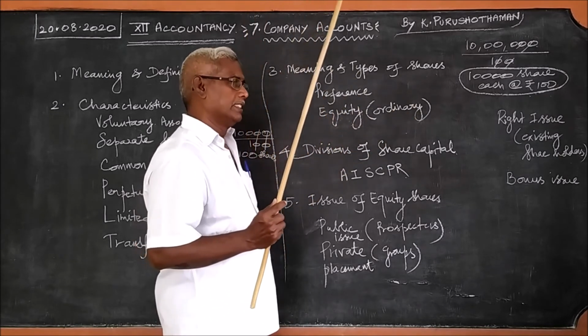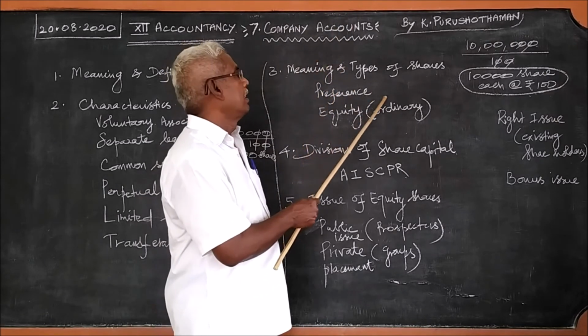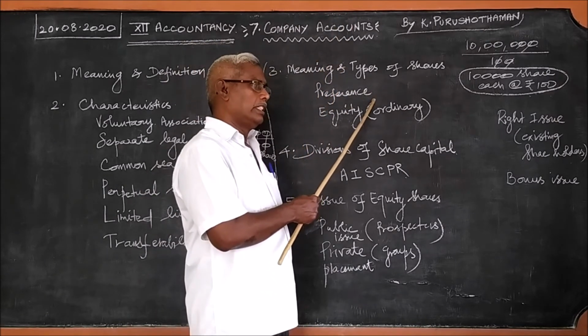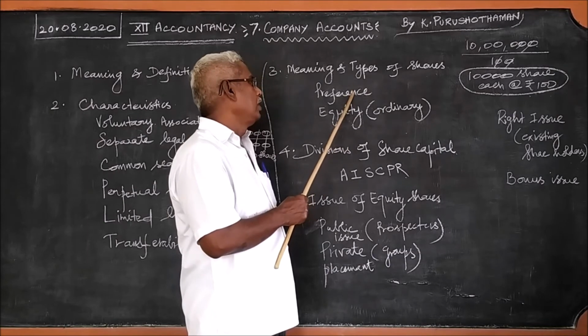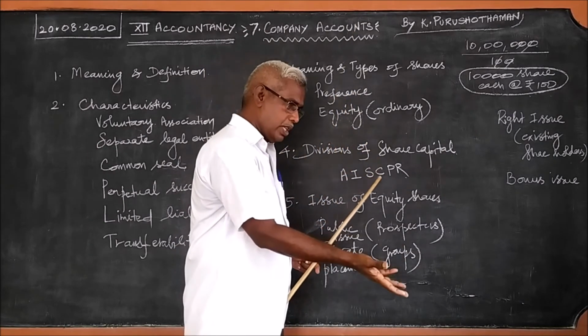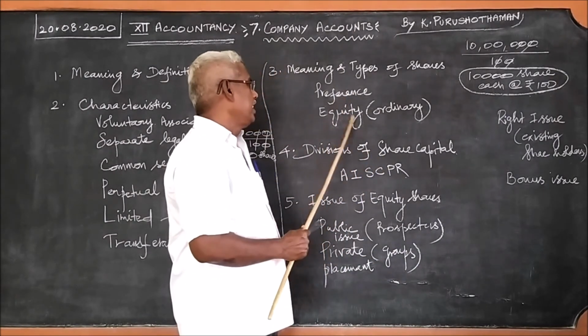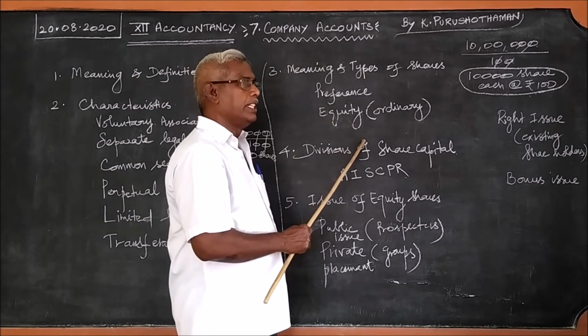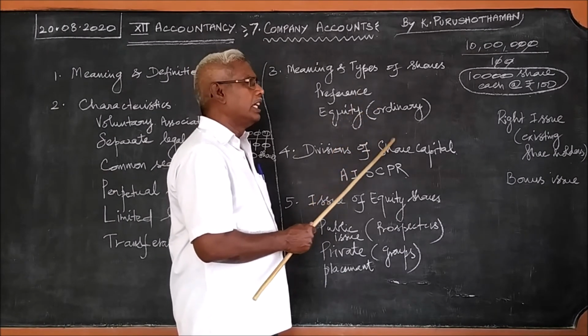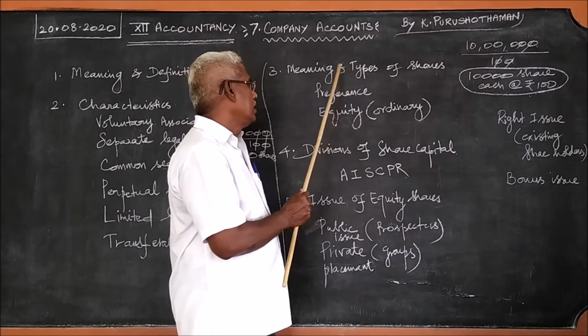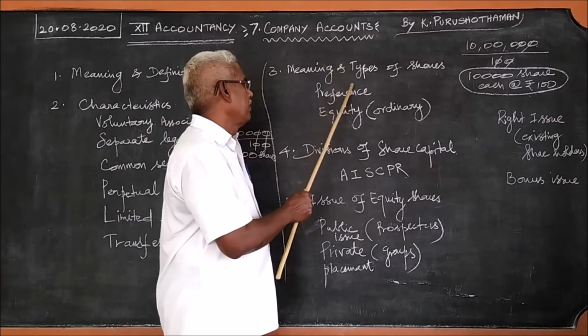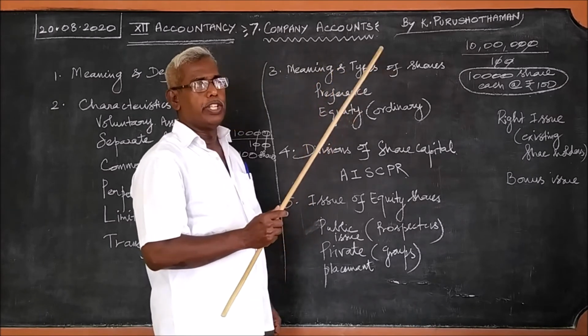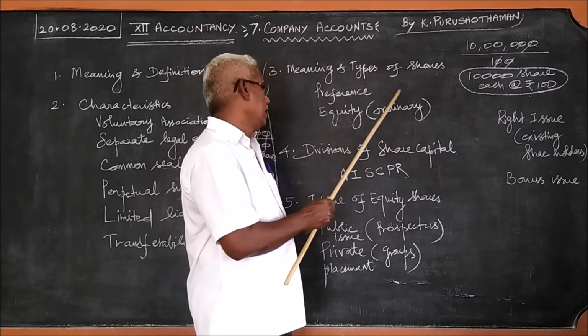And the same thing, at the time of winding up of the company also, the share amount will be paid to the preference shareholders first, then only the equity shareholders will be paid. Therefore, these are the two types. One is preference share, the other one is equity share, also called ordinary share.